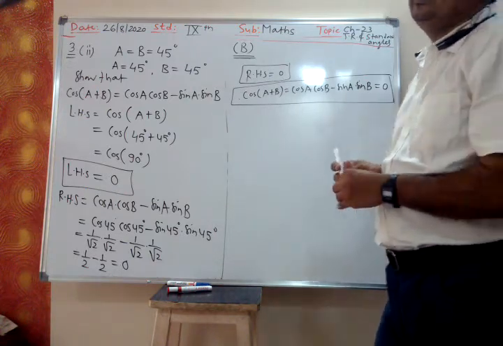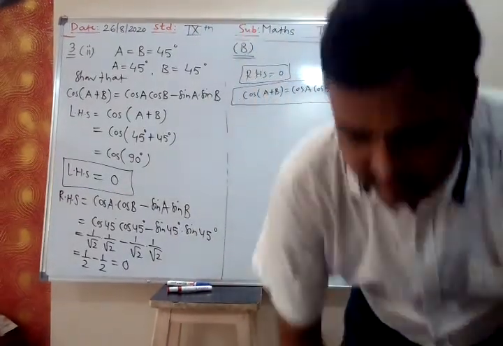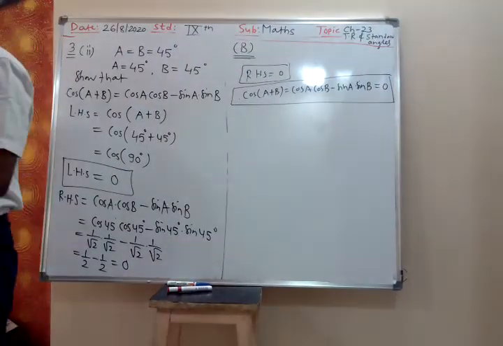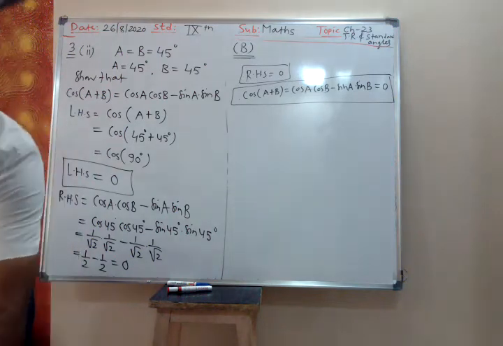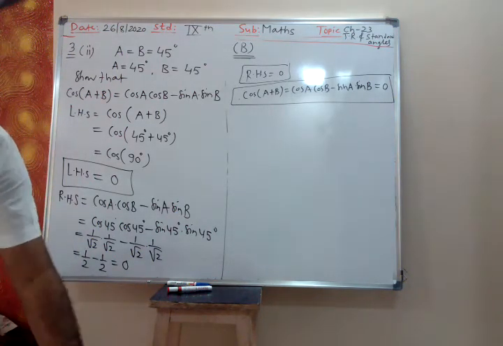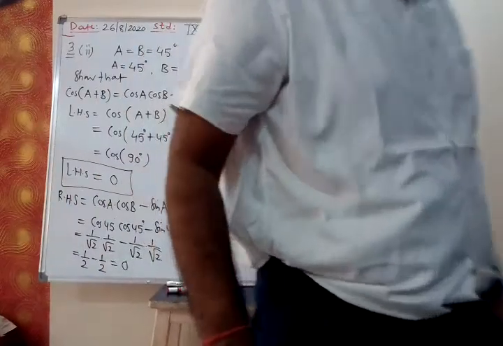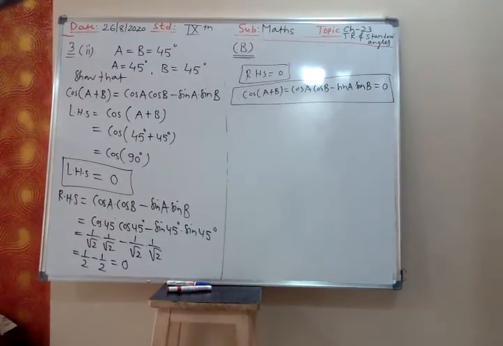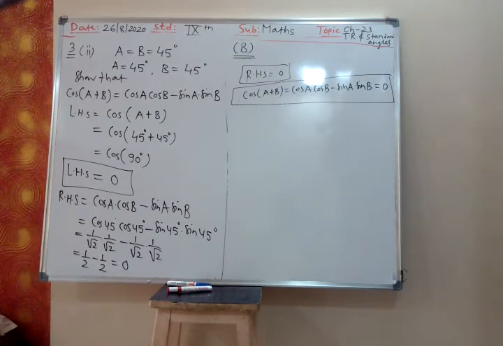It is asked show that. So we do not write hence it is verified or it is proved. Whenever it is asked prove that, then at the end we write it. Whenever it is there show that, we don't write. Now it is clear, right?